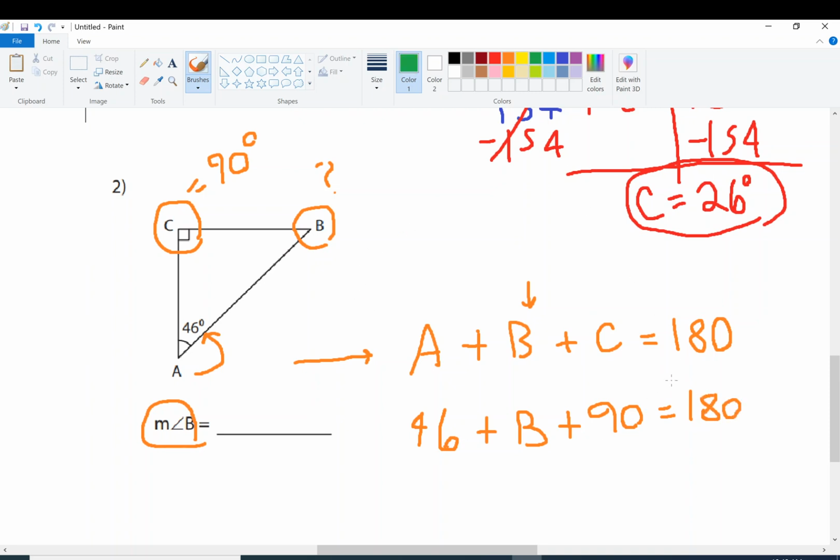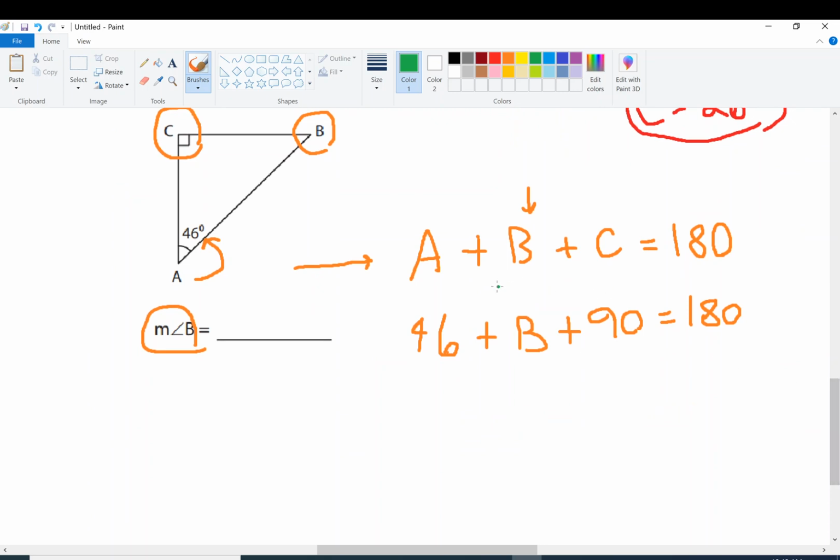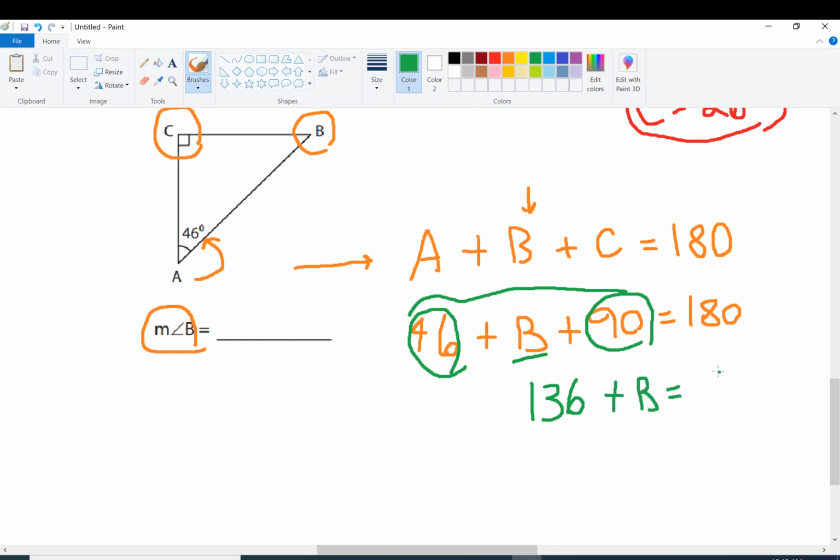Now, I'm going to start combining and simplifying this left side, like when we combine like terms. I can only combine things that are on the same team. Notice here, 46 and 90 are on the same team, but B is not. I cannot add B to either of these, so I'll leave it the same. 46 plus 90 is going to be 136, and then I carry along the rest.